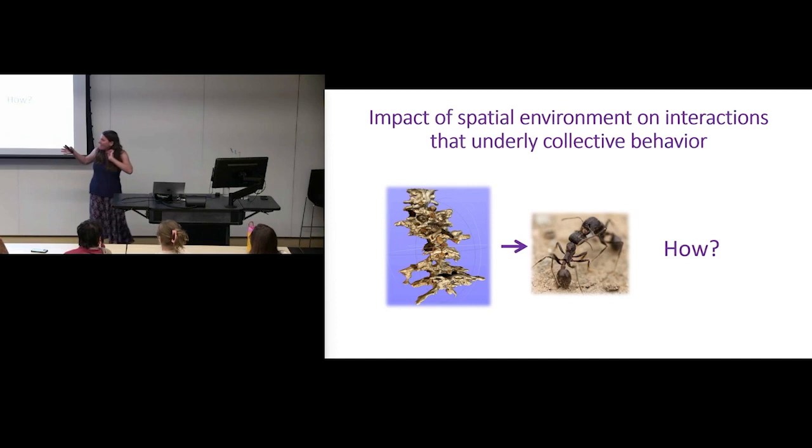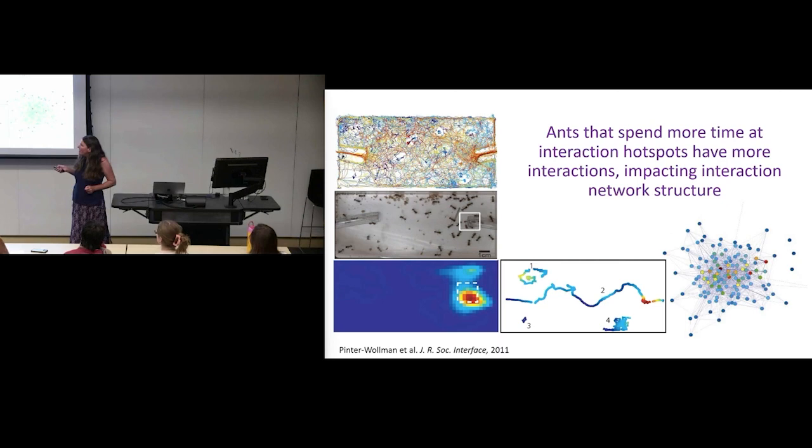I investigated a little bit more how this happens, and one of the ideas was, as I suggested already, that the structure of the nest influences how ants move around and forces ants to move next to each other and interact. I showed this using some work in the lab where we had a lab-based colony. And again, I could follow all the ants and their trajectories. I found that we have these hotspots of interactions right next to the tubes that lead ants deeper into the nest. And it turns out that the more time an ant spends at these interaction hotspots, the more central it is in the social network.